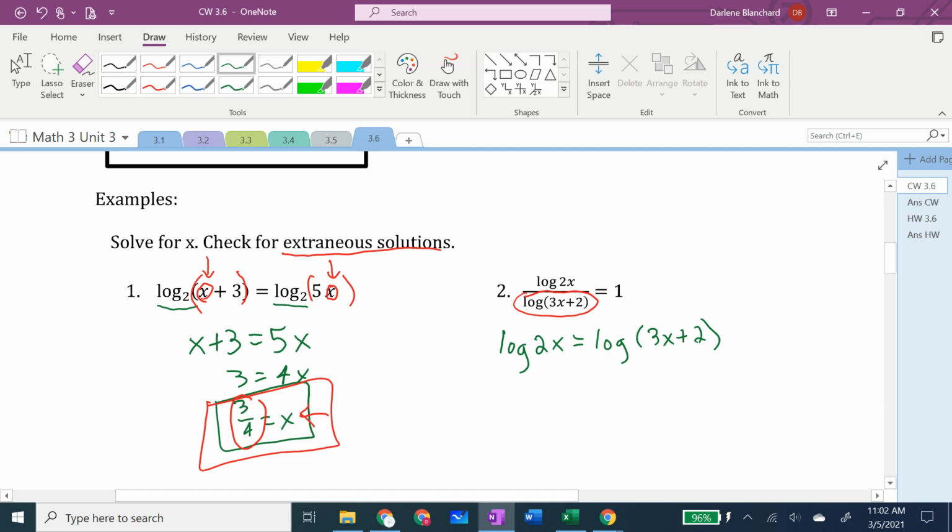If I don't have a base written, what is the understood number for the base? Thank you. Correct. You got it. The understood base is 10. In this situation, though, I just understand that I have two logarithms, one on each side, and if they are going to be equal, then their insides are going to have to be equal.